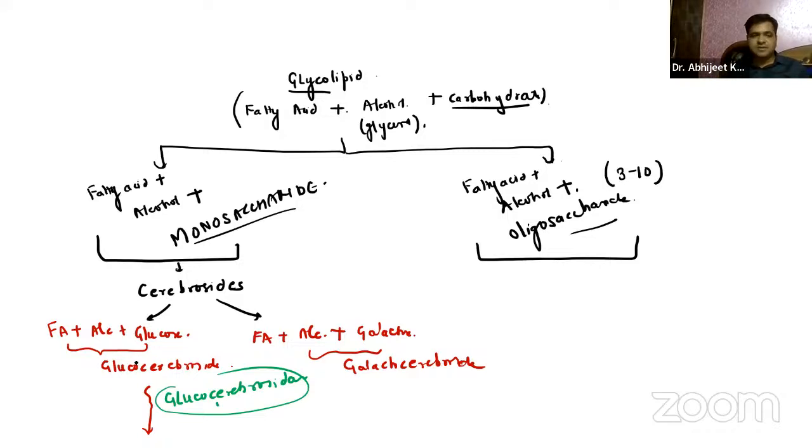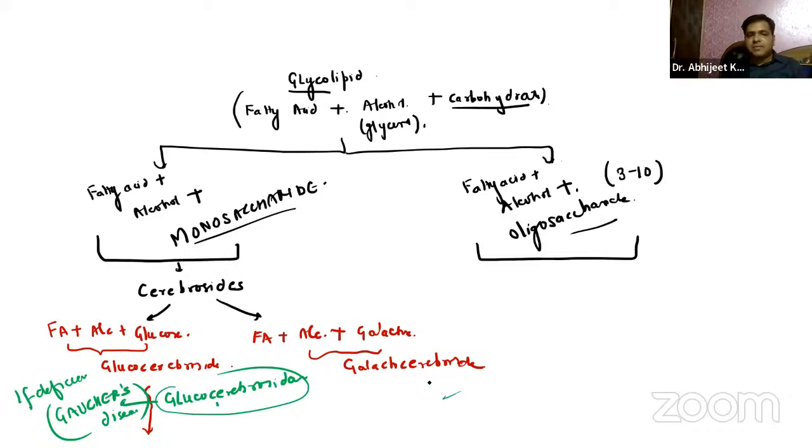Now, if this enzyme is deficient, it will result in Gaucher's disease, guys. Very, very important. Gaucher's disease is due to the deficiency of glucocerebrosidase. Now, glucocerebroside, you already know, has glucose, alcohol, and fatty acid.